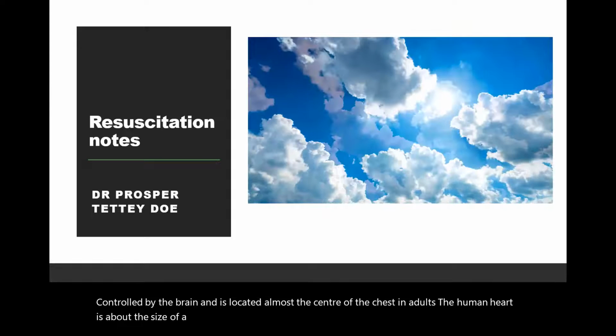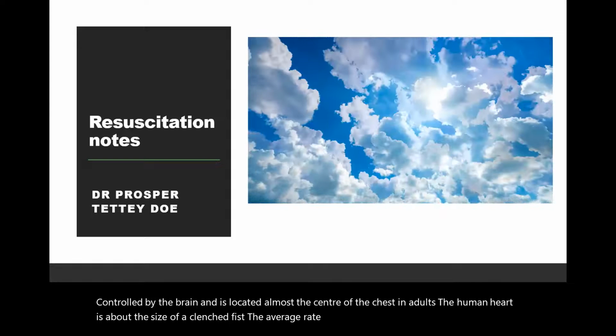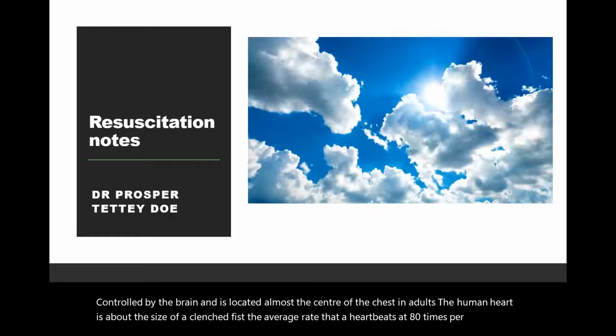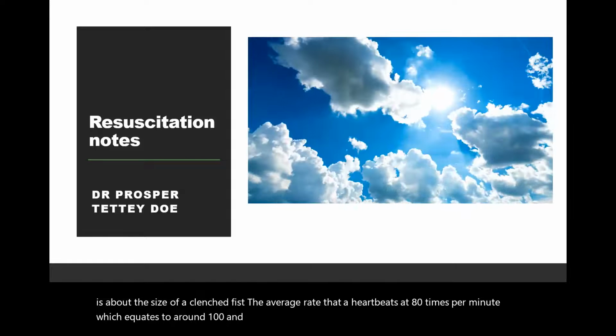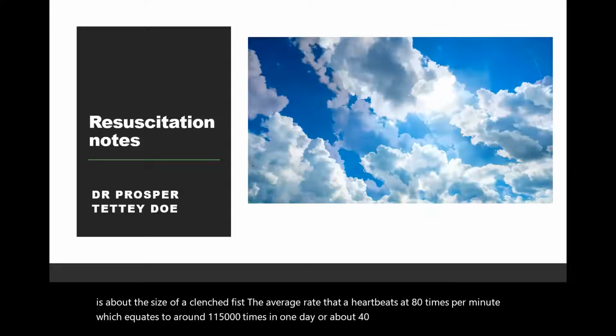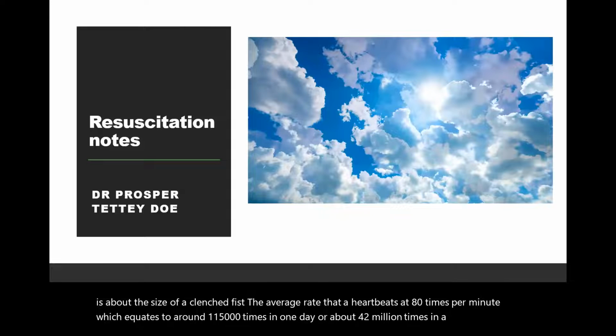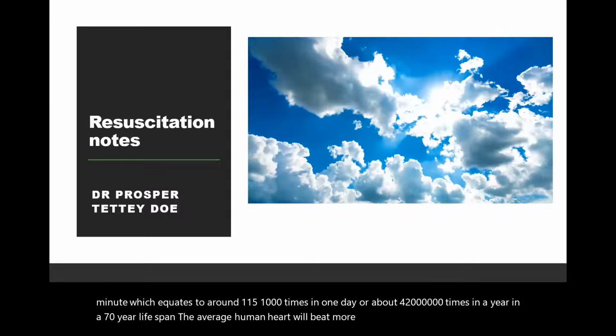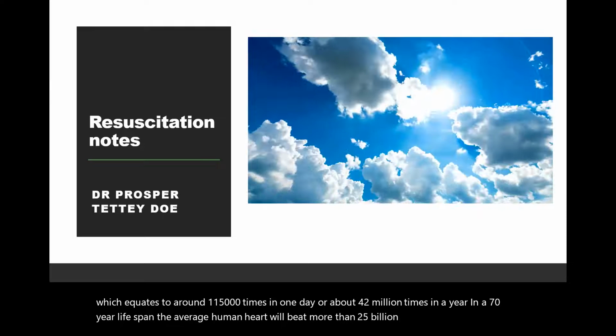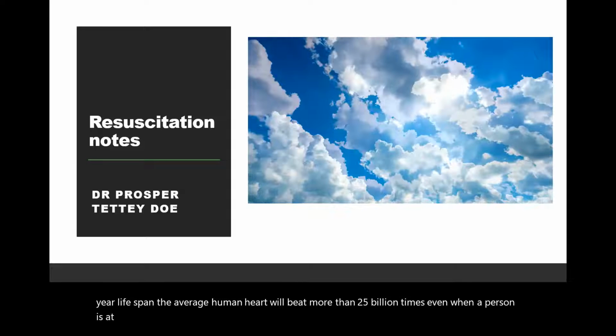The average rate that a heart beats is 80 times per minute, which equates to around 115,000 times in one day or about 42 million times in a year. In a 70-year lifespan, the average human heart will beat more than 2.5 billion times. Even when a person is at rest, the heart continuously works hard.